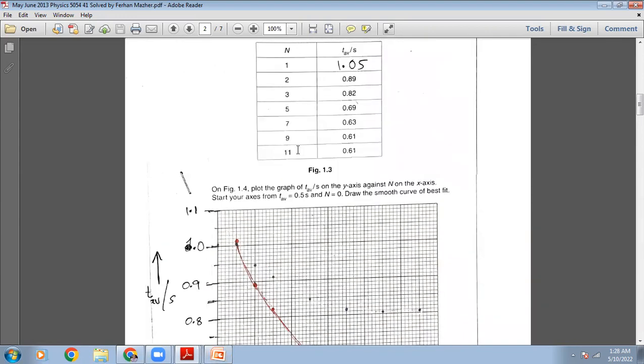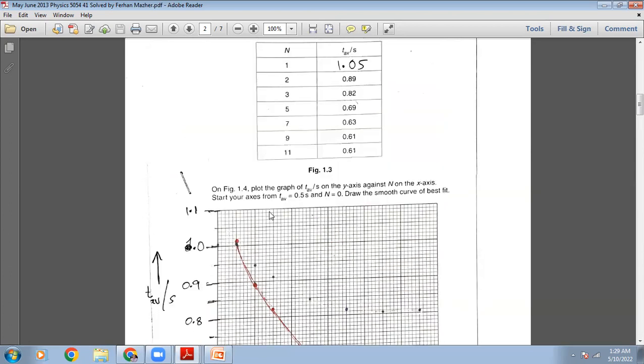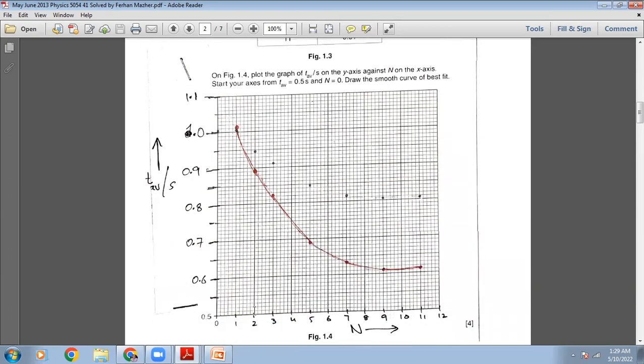So the first value is 1.05 at 1. At 1, it will be 1.05. That point is here. By mistake I have put the dot here, but this dot is here basically. 1.05 is this point. Put a dot here. And then at 2 it is 0.89, and 0.89 is this point.